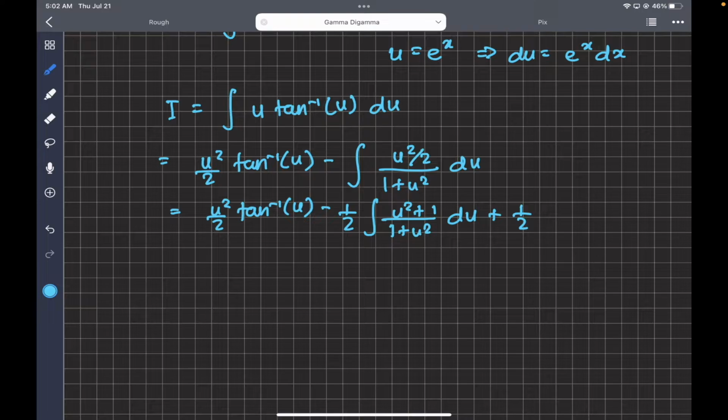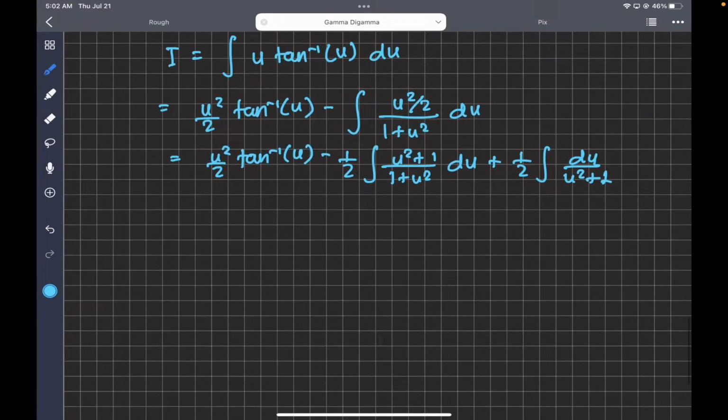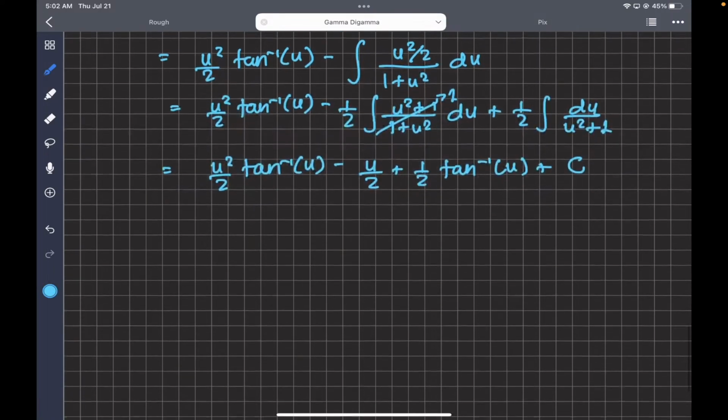So since we just have a u squared, if we add 1 with a minus 1/2, we can subtract 1 to give a net 1/2 du over u squared plus 1. This is nice because we can evaluate everything we have here. This is just 1, so we have integration of 1, so that's u over 2 plus 1/2. Notice this is the antiderivative of inverse tangent of u plus c.